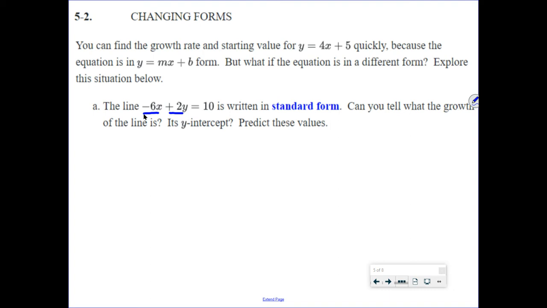You have 10 seconds to predict. I want you to write down for problem 5.2a, I want you to predict growth and y-intercept. You have 10 seconds to fill this out. 8, 7, 6, 5.